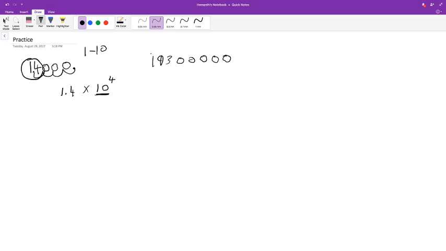So circle the digits that are not 0. 1, 9, and 3. Make it so that it's a decimal between 1 and 10. 1.93, our mantissa. And write your base, 10. It will always be 10. The decimal point is always assumed to be at the end of the number, if not elsewhere. And let's move it. 1, 2, 3, 4, 5, 6, 7. 7 spots. So 10 to the power of 7.